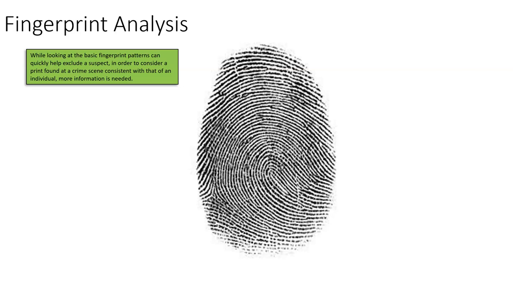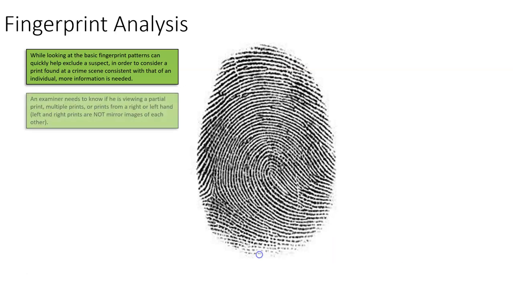But in order to consider all aspects of the fingerprint, more information is needed than the basic fingerprint pattern, okay? In order to identify a person by their fingerprint, you have to analyze the minutia patterns of that particular fingerprint. Okay, an examiner needs to know if he or she is viewing a partial print, multiple prints, prints from the right or left hand, or the full print.